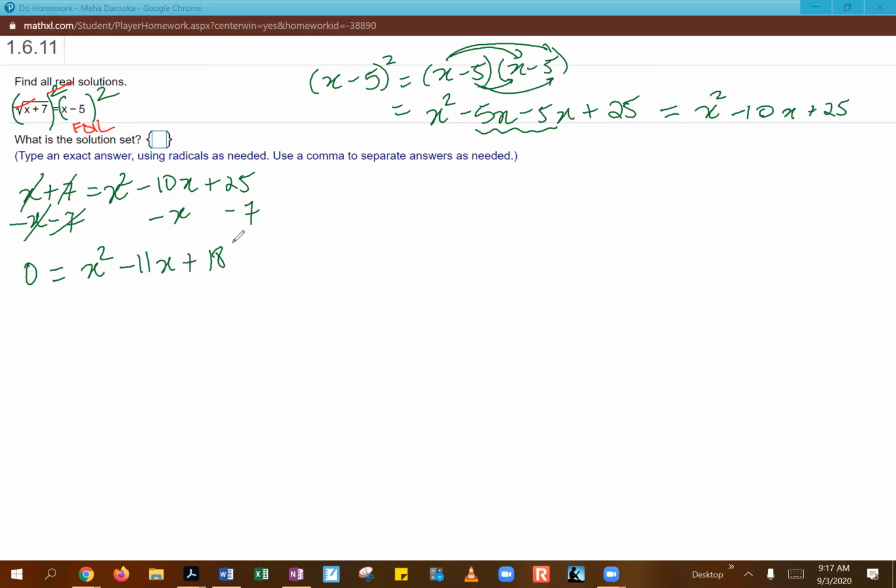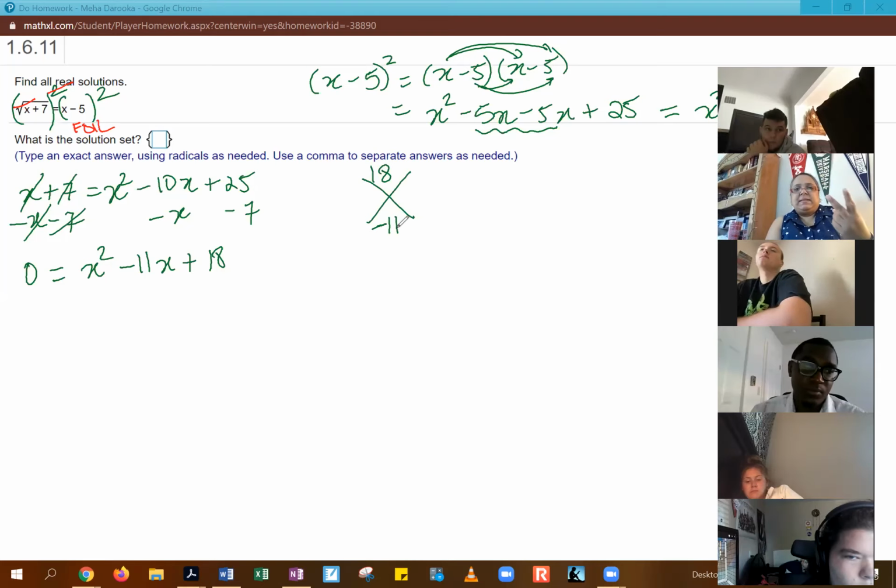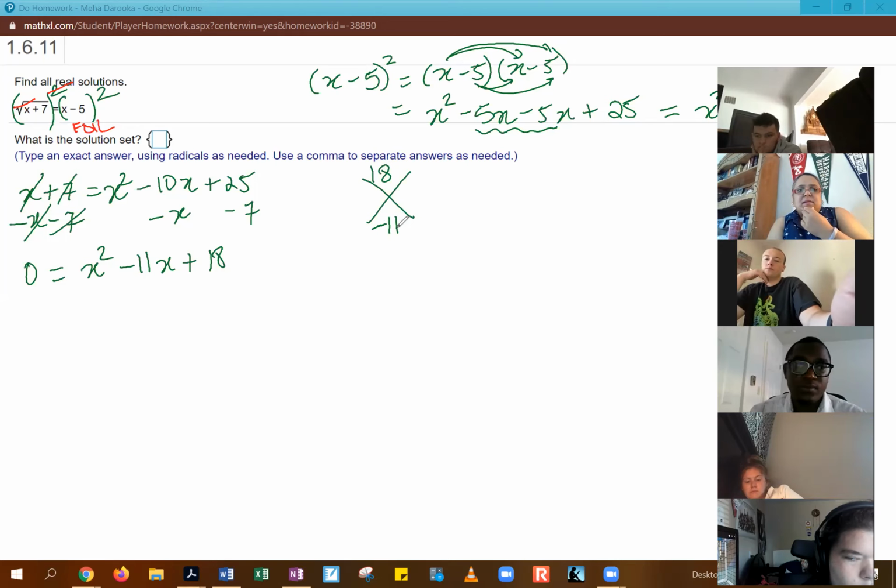So again, you have the option of using factoring, completing the square, quadratic formula. Honestly, I think factoring is going to be the more straightforward method. So we're looking for 2 numbers that multiply to give us 18, but add up to give us negative 11. Would it be 9 and negative 2?